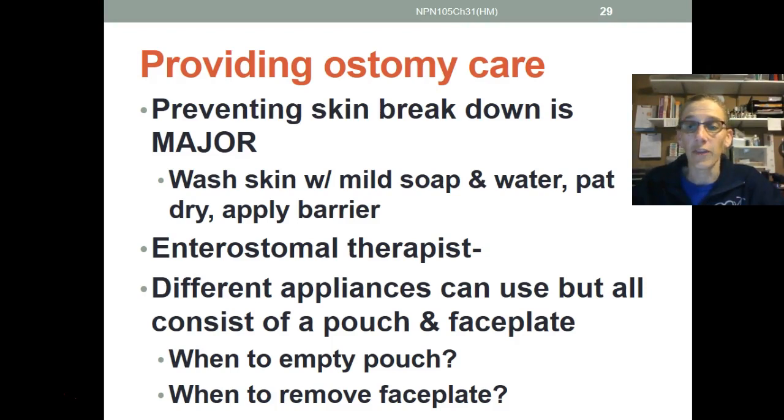When do we need to remove the faceplate? We don't want to remove the faceplate any more frequently than every 3 to 5 days, because every time we do that, we're irritating the skin further. Then we're putting a new faceplate on, going to irritate the skin again in 3 to 5 days. Okay?